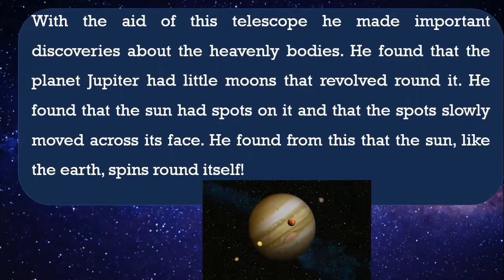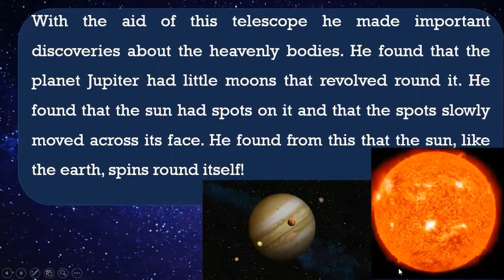Next, what did he find? He found that the sun had spots on it and that the spots slowly moved across its face. See, I'll show you a picture. You can see this. These are the spots. Okay, these black spots, in a little better picture, you can see that there are black spots on it.